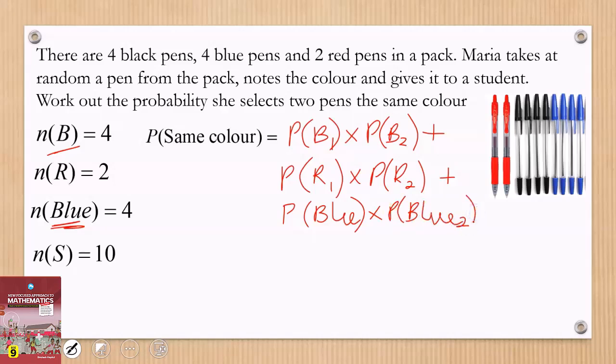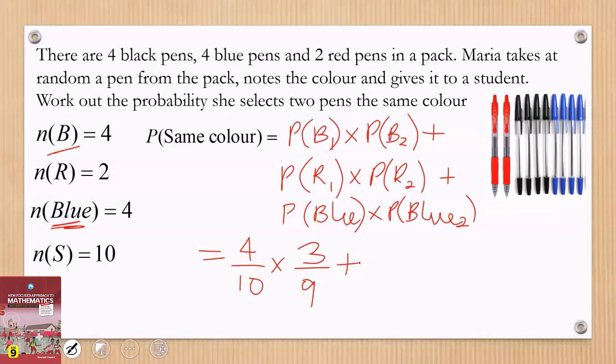Right. So let's do the calculation. Now the first being black means that we have probability of black 4/10, and remember they said he takes the pen and gives it to the student. That means there's no replacement, right? And because there's no replacement, the first is picked as black, so 4/10. The second is going to be also black, so 3/9.